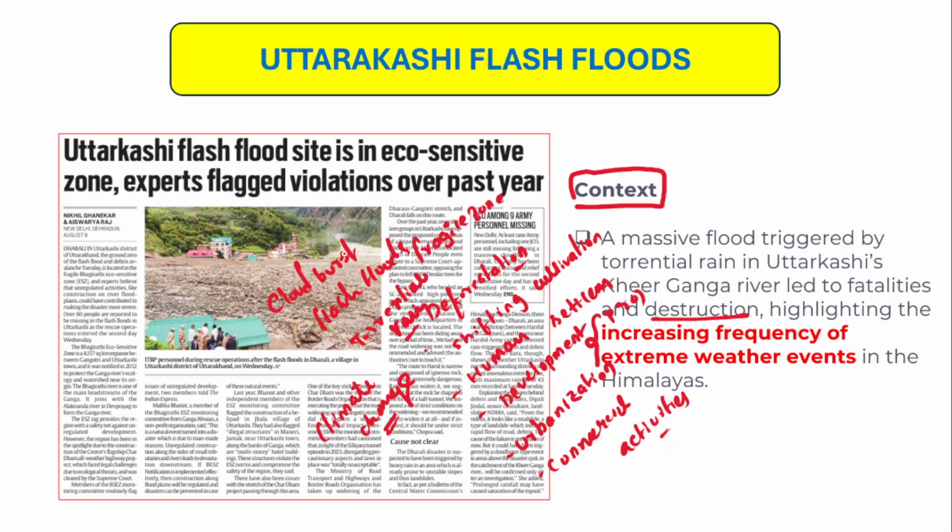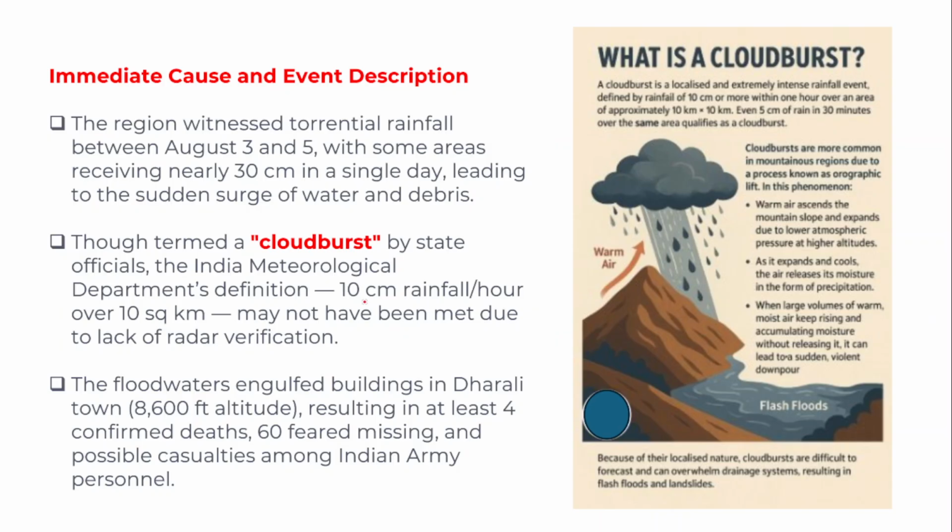Now, what is a cloudburst? So yesterday we have discussed. A cloudburst is heavy rainfall concentrated in a particular area for 1 hour or less than 1 hour, and cloudbursts very often trigger flash floods as well. These flash floods are responsible for such devastation that took place in Uttarakhand, right?